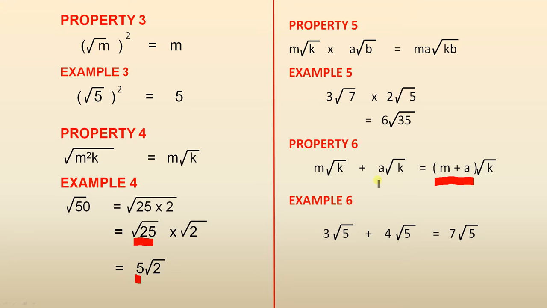You're just adding like terms, because the square root of k and the square root of k are like terms. So just the same as adding like terms. So it's 3 the square root of 5 plus 4 the square root of 5 is 7 the square root of 5.